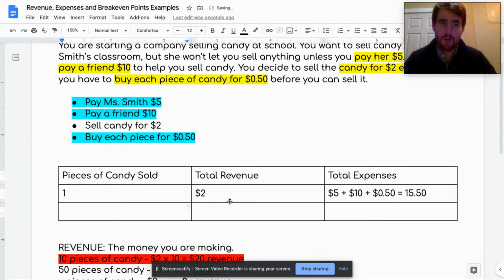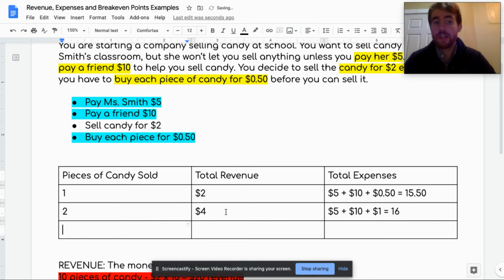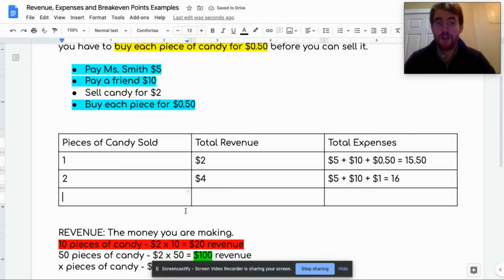Let's do another example. How about 2 pieces of candy? Well, 2 times 2 is $4 of revenue. Again, we have $5 for Miss Smith, $10 for paying a friend, and now each piece of candy is 50 cents, so it's going to be $1 for both pieces of candy. So $16 total. We're still not close. Well, you can keep going. Maybe let's try 5 pieces of candy. What will the total revenue be? We sell each for $2. 5 times 2 is $10. How about the total expenses?